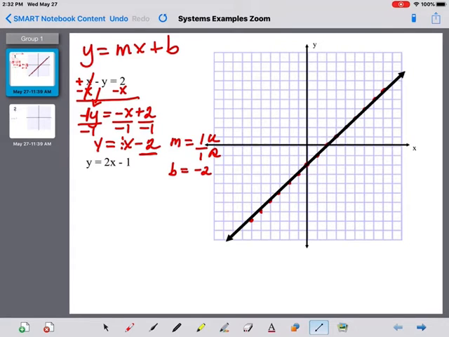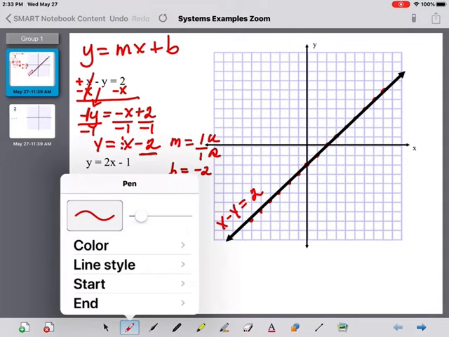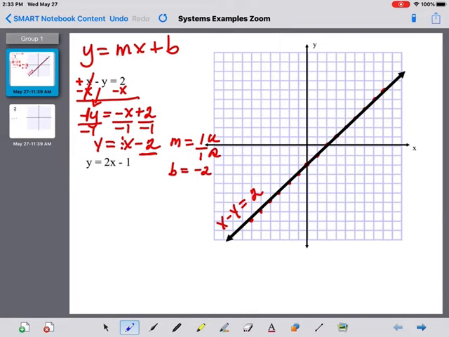Okay, on IXL, you won't have to worry about the use of a ruler or arrows at both ends. It'll kind of include it for you. And you're not going to have to write the equation on the line, but here I'm going to. So we have x minus y, the original equation, is equal to 2. Okay, my second equation, we have y equals 2x minus 1. The y is already by itself. So I have a slope of 2 over 1 and a y-intercept of negative 1.